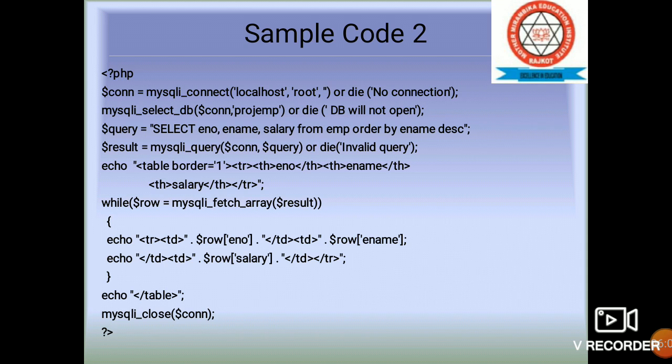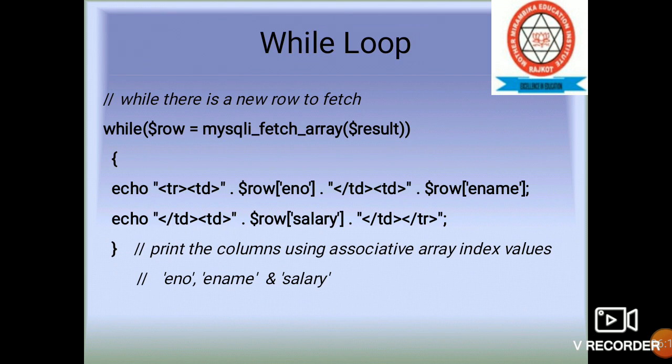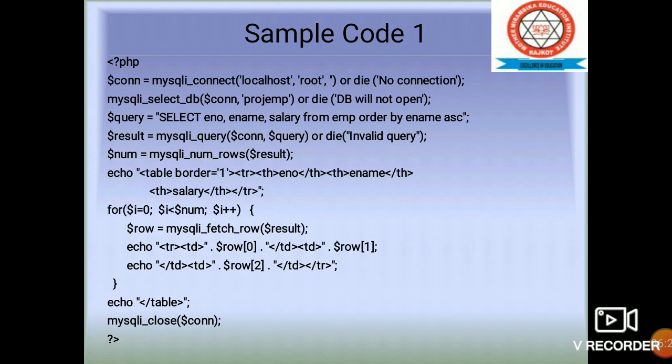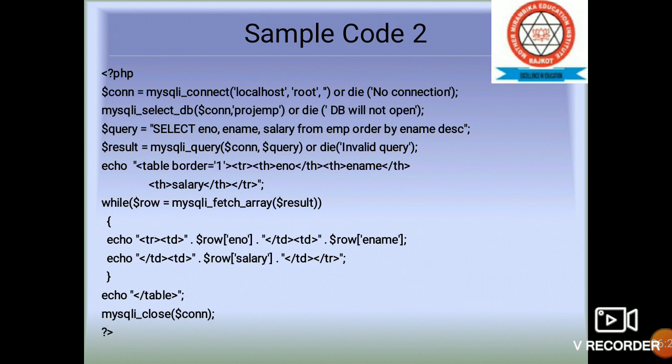Last, table take is deprecated, and last, MySQL close connection is closed. Both examples generate the same output. The only difference is that in sample code 1 we were fetching records based on array index, while in sample code 2 we were fetching records based on column name.